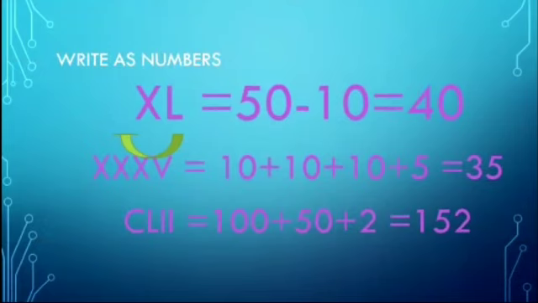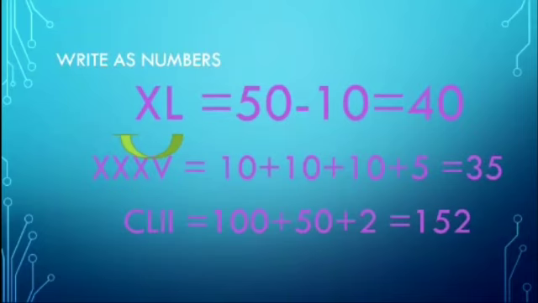Let's see how to write Roman numerals as numbers. See the first example, XL. What do you mean by X? Yes, you are right. X means 10. L means 50. See the numbers X and L. Which is smaller here? X or L? Yes, X is the smaller number.